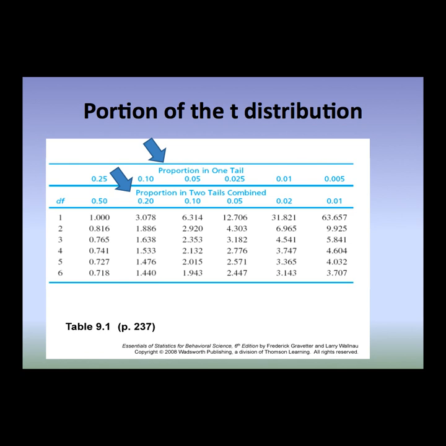Once again focusing on the t with 1 degree of freedom, the critical value of 6.314 has 5% of the data above it. The critical value of negative 6.314 has 5% of the data below it. Thus, that same column labeled proportion in one tail 0.05 refers to the same distribution that has proportion in two tails combined of 10%, 5% on each tail.